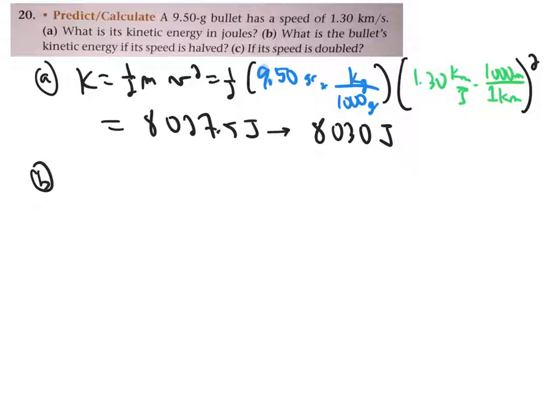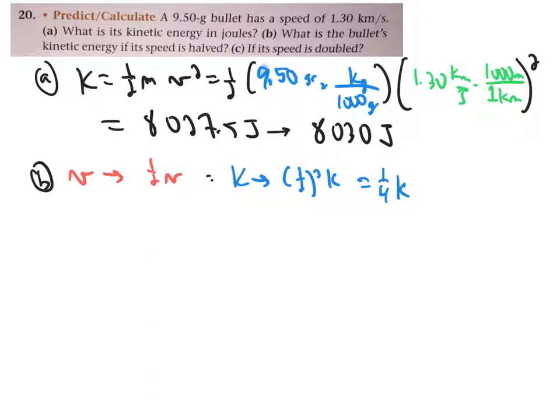And then part B and C can be done quickly, because of the fact that we have the square here. Whatever we do to velocity, the square of that gets done to kinetic energy. In other words, if we replace v with, for part B, a half v, that's the same as saying the kinetic energy goes to 1/2 squared of the original kinetic energy, or 1/4. So halving the velocity makes the kinetic energy only 1/4 as large.